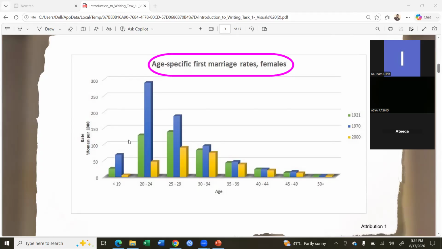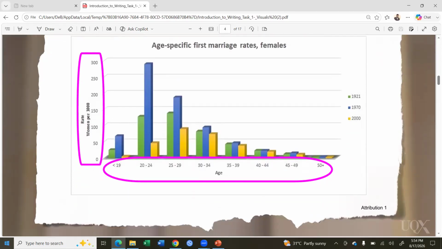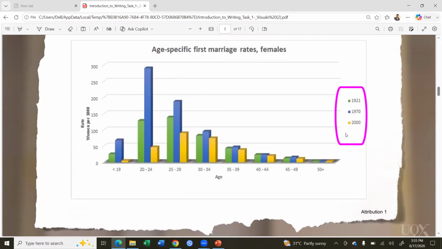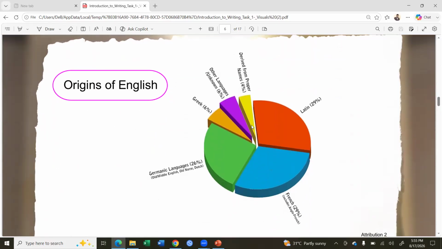So this is how you are gonna look at these visuals. So this is all about the bar chart. As you can see here, the information is being highlighted, labeled, right? Y-axis, rate per thousand, and here is the age group. Then we have the third type of data, which is the timeline. 1921 का डेटा है, 1970s का डेटा है, and 2000 का डेटा है। ठीक है, अच्छा, now that was about bar chart. It's about pie chart.